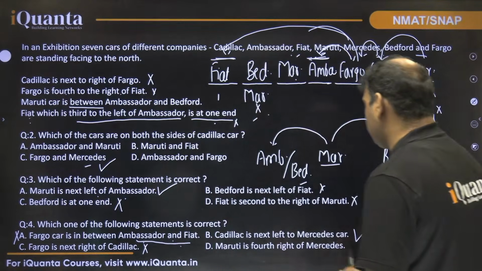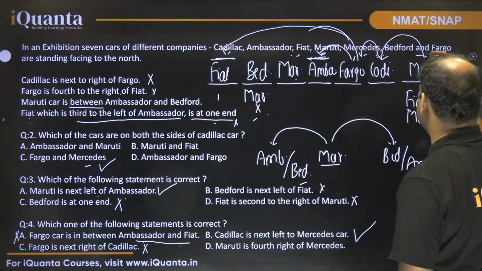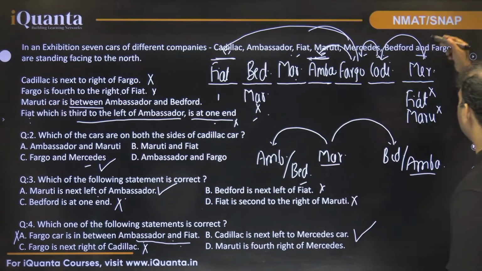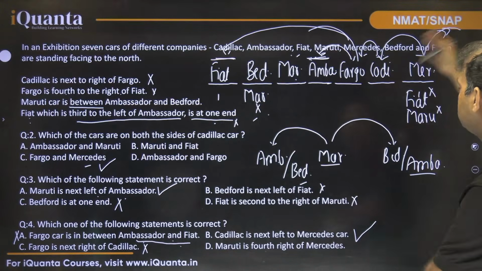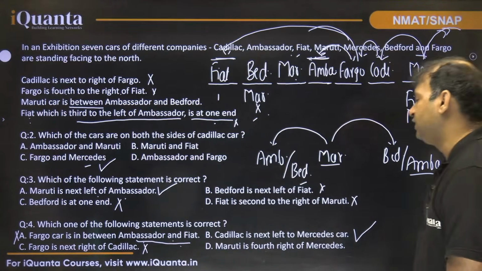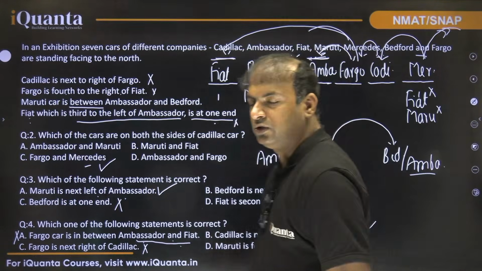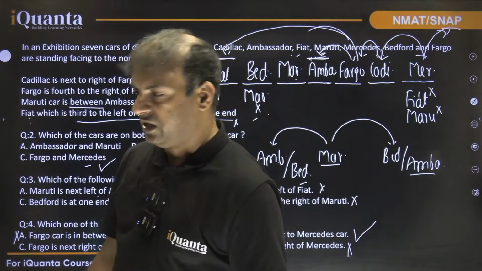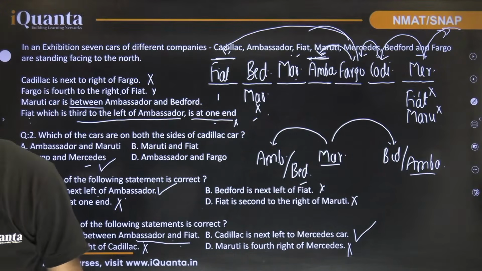The last one, Maruti is fourth right of Mercedes. So where is Mercedes, guys? Mercedes is here. So you see that there is no car to the right of Mercedes, right? So there is no car possible to the right of Mercedes. So obviously this option is also wrong. And this is how we're able to solve this set as well. I'm sure you guys are able to understand. Easy set, right? Not very difficult.